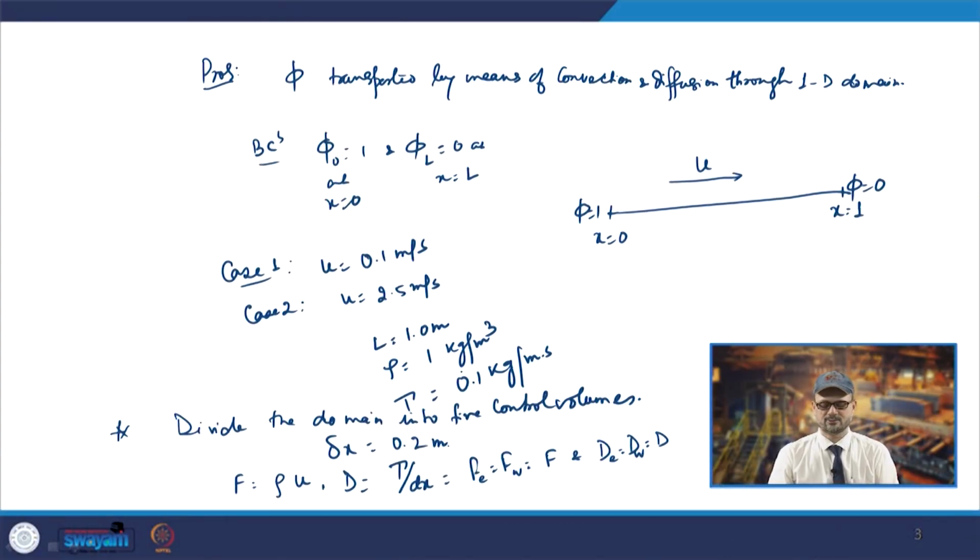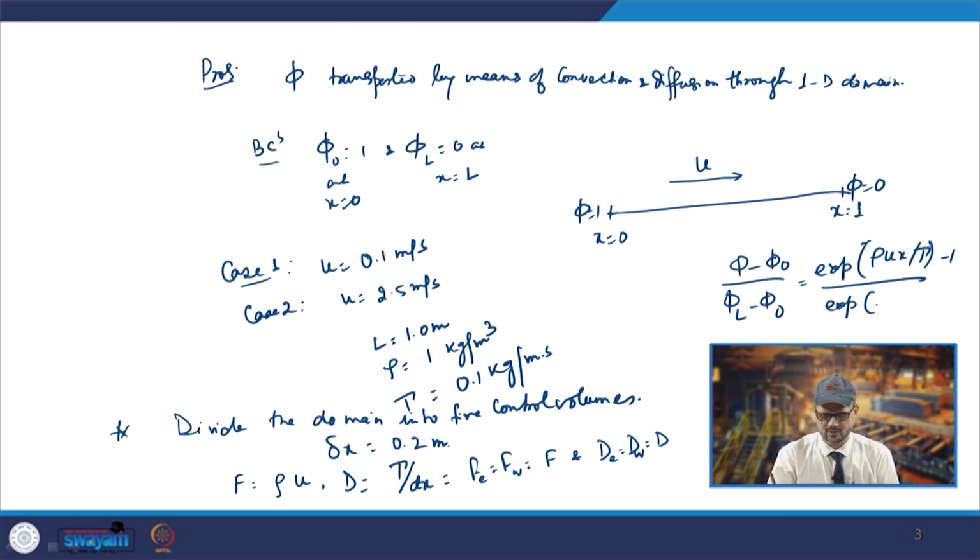You have to compare the results with that analytical value, and that is given as phi minus phi naught divided by phi L minus phi naught. That will be exponential of rho u x upon tau minus 1, divided by exponential of rho u L upon tau, minus 1.